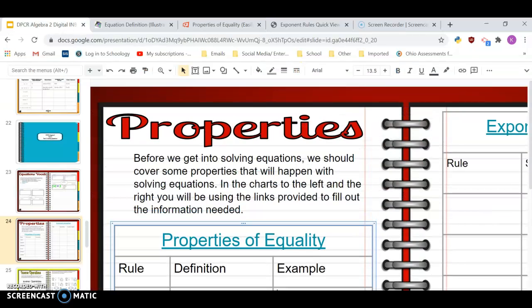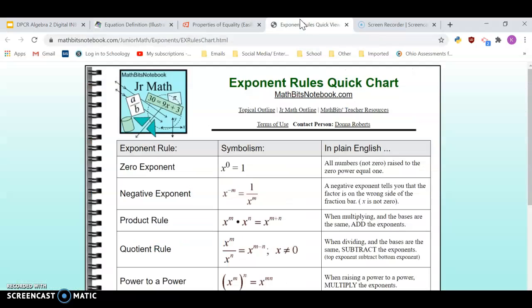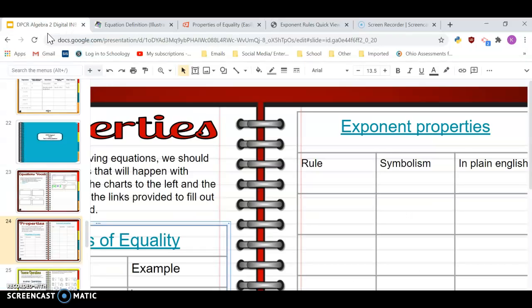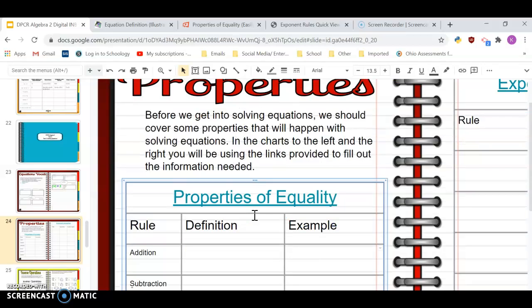And then when we open up the link to this chart, it'll open up the link right over here. So we're going to go over how to get this information, and I'm going to let you guys fill out the rest. So, properties of equality. These are more or less the more technical ways of looking at how we're going to solve something.